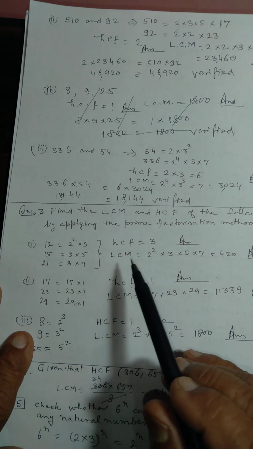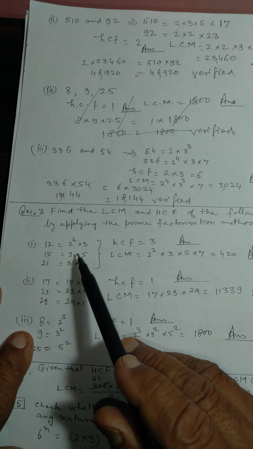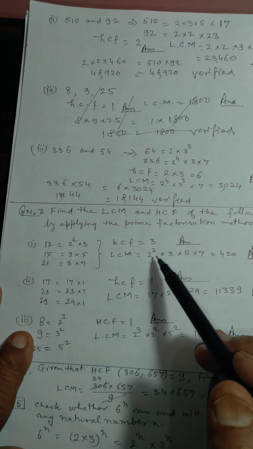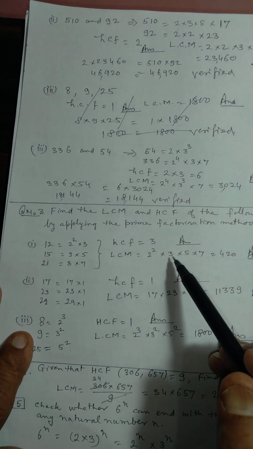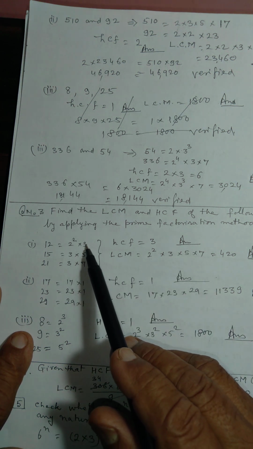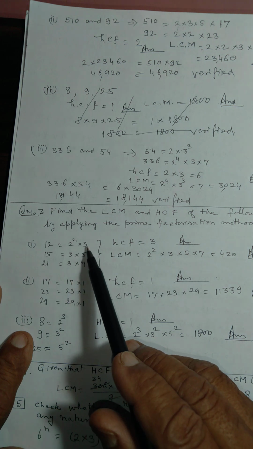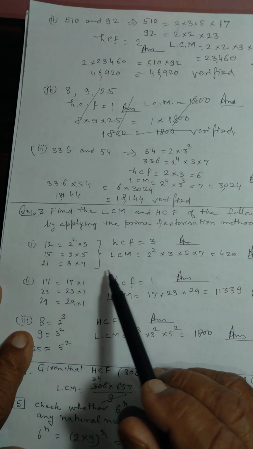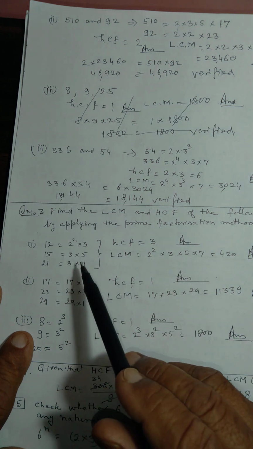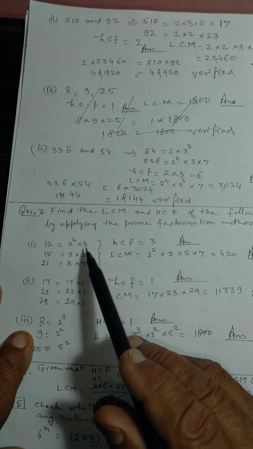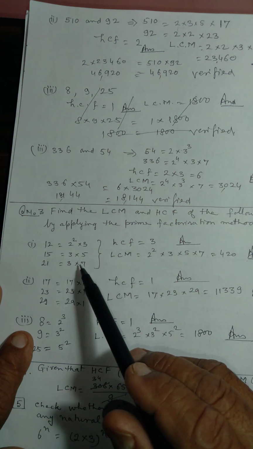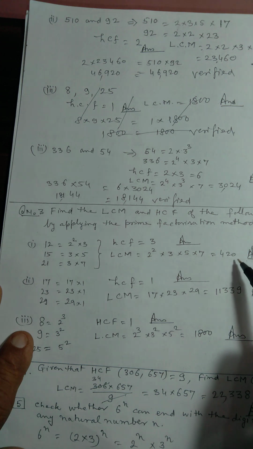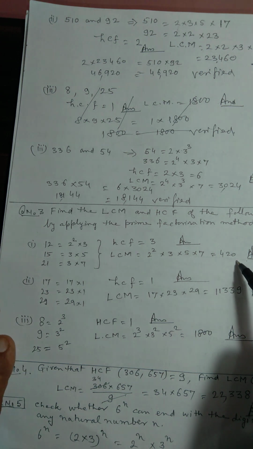For the LCM, how many 2s can we get? The maximum number of 2s is 2 raised to power 2. How many 3s can we get? The maximum number from any one number is only one 3, so only one 3 will be taken. Now 5 is also there, and 7 is there. Just multiply them and you will get 420. This will be the LCM.